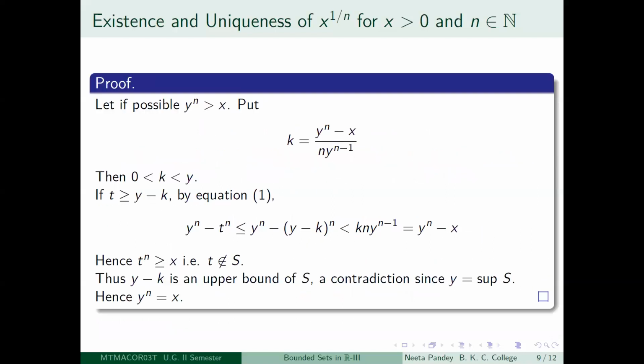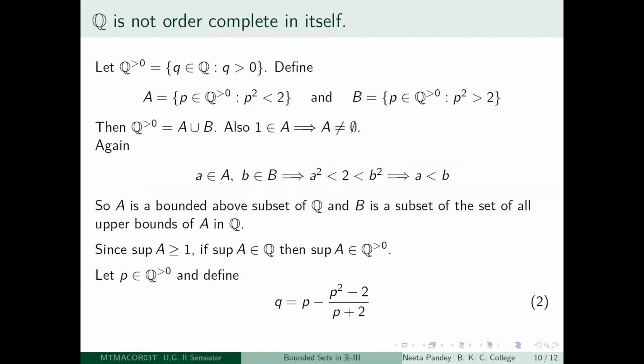Okay, so the last thing which I want to mention in this lecture is what would have happened if we just considered the set of rational numbers. My statement is that Q is not order complete in itself.